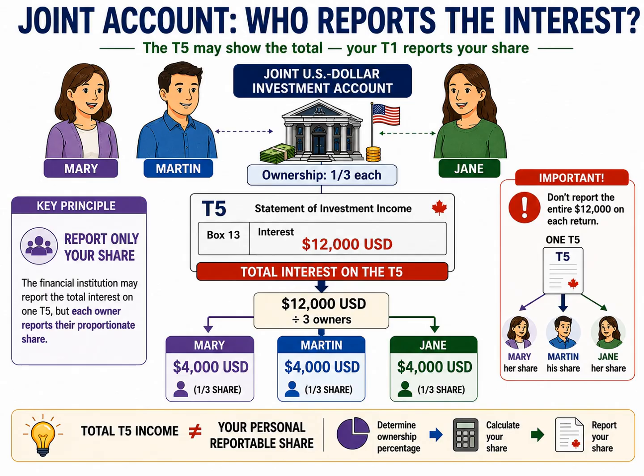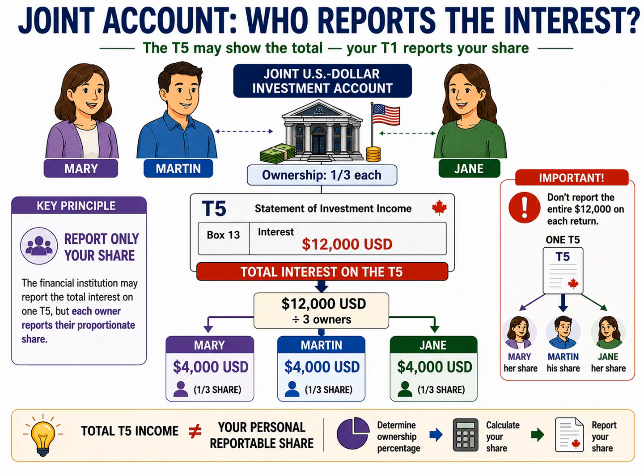Because the three owners each have a 1/3 share, we divide the total interest by 3. $12,000 divided by 3 gives $4,000. Therefore, Mary reports $4,000, Martin reports $4,000, and Jane reports $4,000.